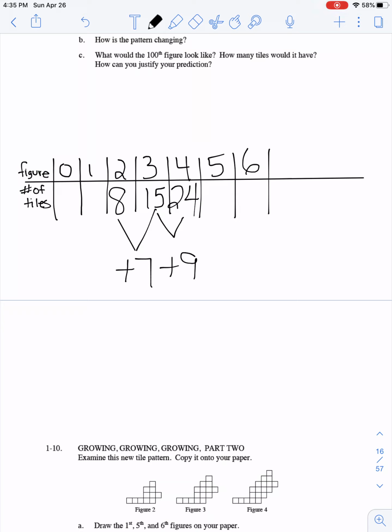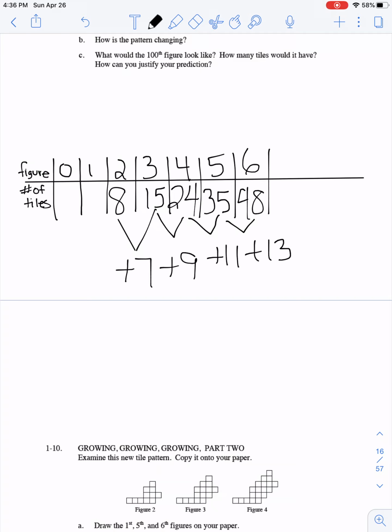So this is a different pattern. It's not adding the same constant rate. It doesn't have that constant rate of change like in some of our tables we were just looking at in the last chapter. But this is going to change by consecutive odd numbers. So 7, 9, 11. So 24 plus 11 is going to give me 35. Then the next increment would be adding 13. 7, 9, 11, 13. 35 plus 13 is 48.